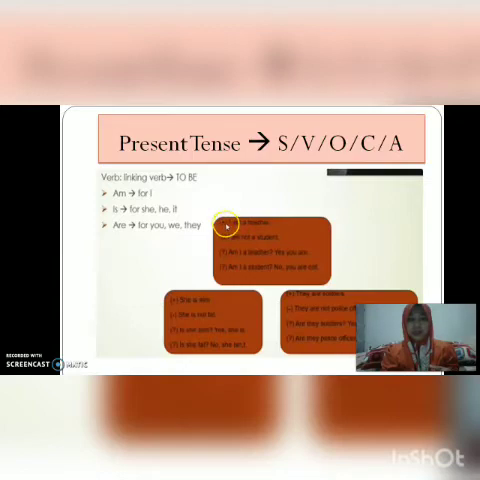The positive sentence: I am a teacher. And the negative form is: I am not a student. The interrogative: am I a teacher? Yes, you are. There are two options of the answer for answering interrogative. It could be yes or no. If yes, you have to answer yes, you are. And if the answer is no, you have to answer no, you are not.